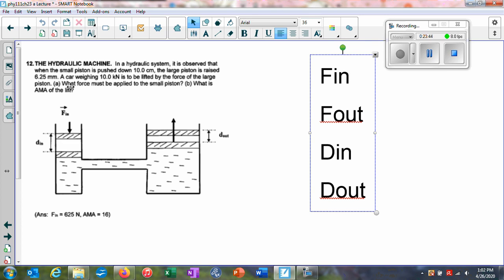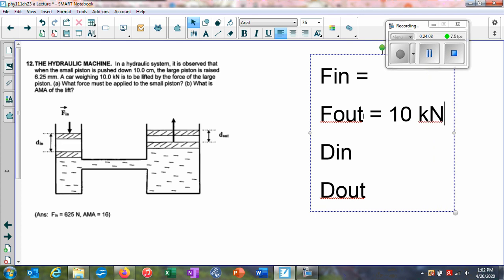In the hydraulic system, it's observed when the small piston is pushed down 10 centimeters, the large piston is raised 6.25 millimeters. A car weighing 10 kilonewtons is to be lifted by the force. What force must be applied to the small piston? So force in is what we don't know. Force out, it told us that this car weighs 10 kilonewtons, or 10,000 newtons.